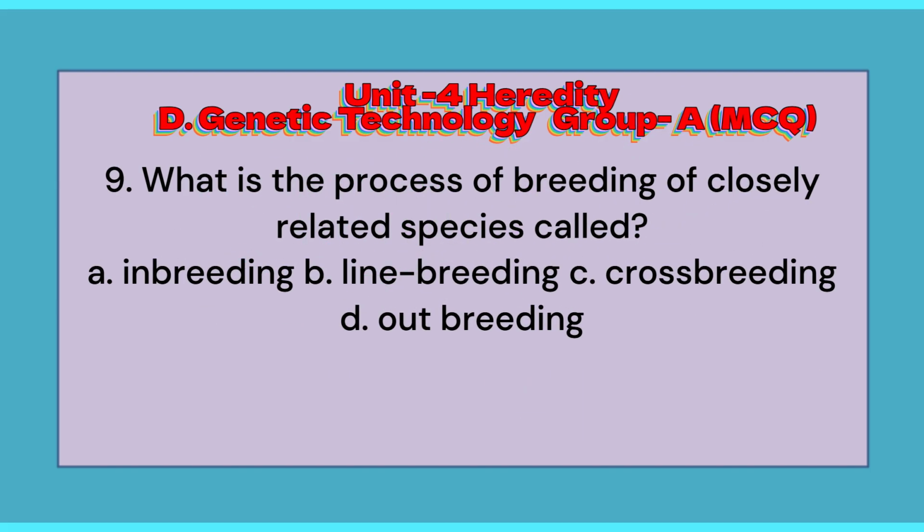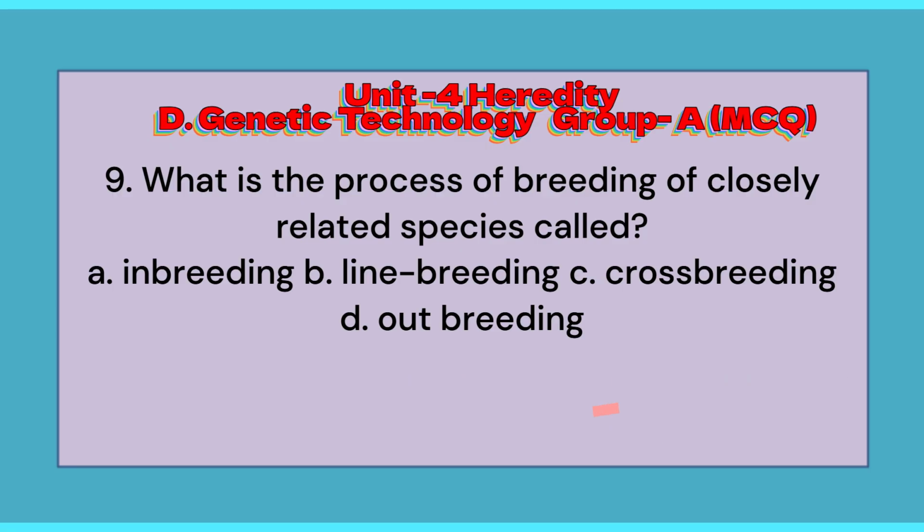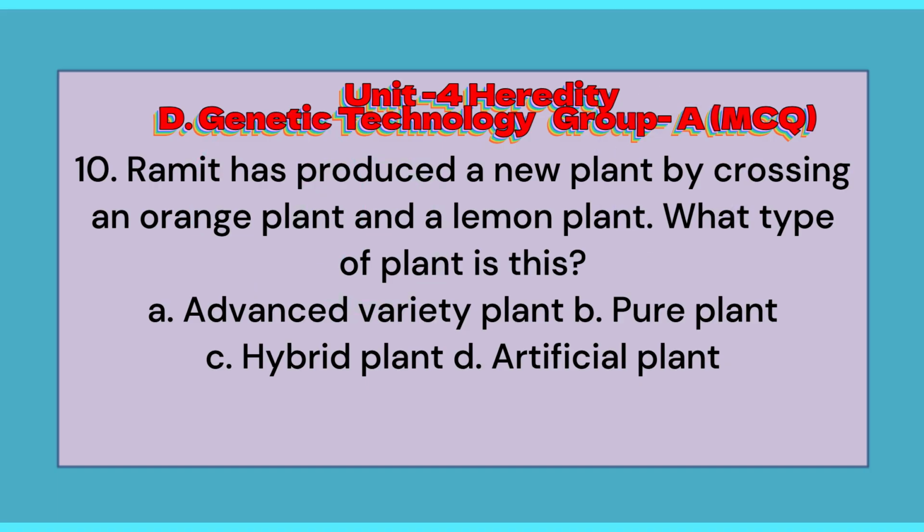9. What is the process of breeding of closely related species called? A. Inbreeding. B. Line breeding. C. Crossbreeding. D. Outbreeding. Correct answer: A. Inbreeding.